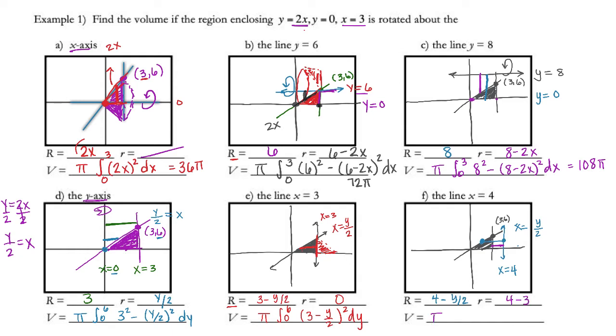And now we have our volume is going to be pi times the integral, and again we're parallel with the y-axis, so we're going to say from 0 to 6, and we're going to have big R all squared minus little r all squared, and then dy because we are in relation to the y-axis.